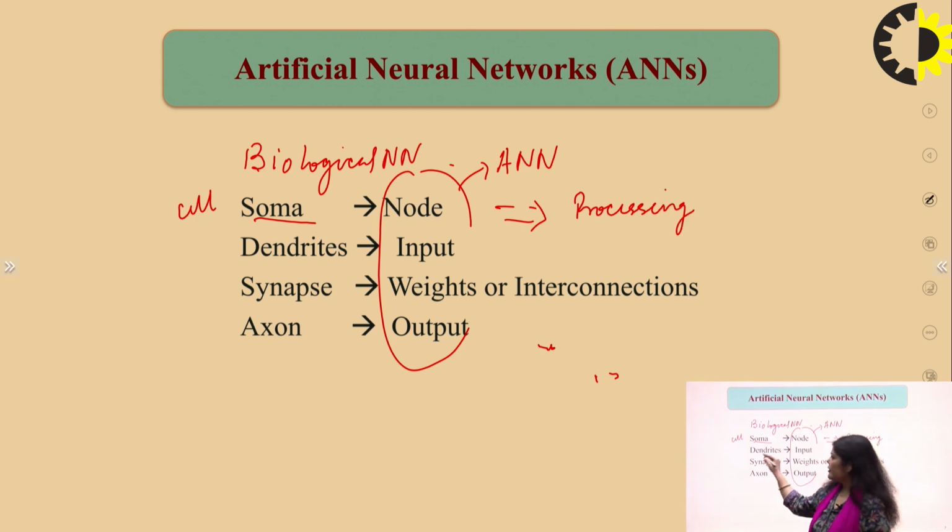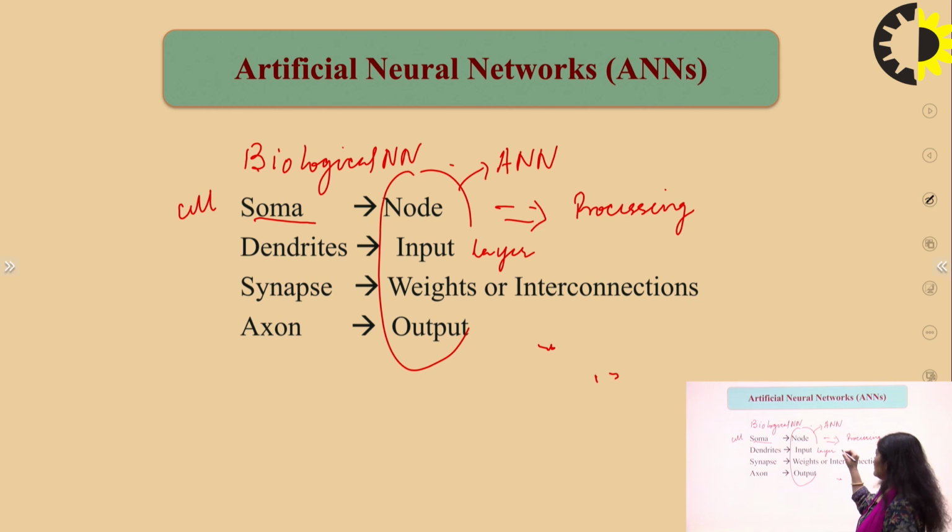Then we have the dendrites in the biological neuron, and corresponding to that we have an input layer in the artificial neural network. So this layer or this component is actually responsible for receiving the input from the environment or from the other neurons. So we can say that the purpose of receiving input is being done by these two entities in the two different neural networks. And then we have the synapse.